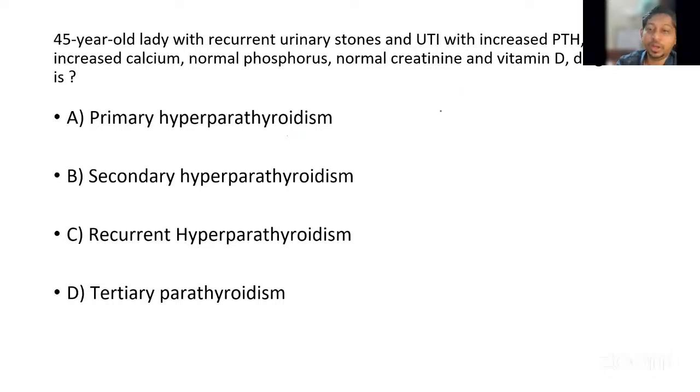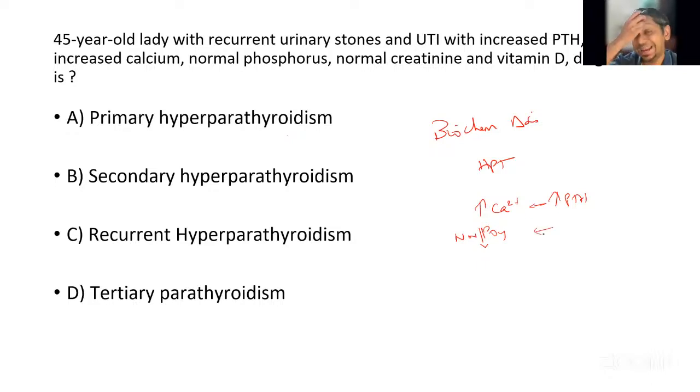So we are going to look at how we do a biochemical diagnosis of hyperparathyroidism. Remember, in hyperparathyroidism you have inappropriately elevated PTH levels. Usually in the setting of hypercalcemia, your PTH level should be low. But here there are increased PTH levels in the setting of increased calcium levels, and the phosphorus usually is normal or low. All right. And an important thing is you must rule out secondary causes of hyperparathyroidism.